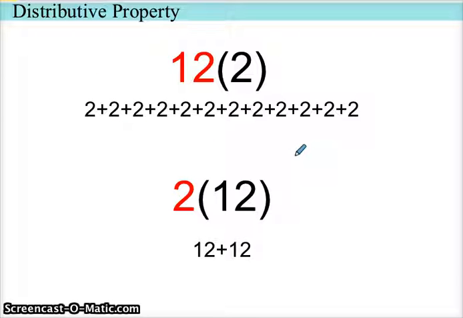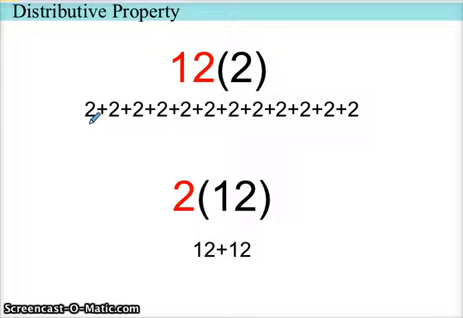In this case, we've got 12 times 2 and we've got 2 times 12. Even though they both have the same total of 24, what they're modeling is different. 12 times 2 is modeling 12 things added together, and the things being added together are 2's. So we've got 2 plus 2 plus 2 plus 2, all the way until we've got 12 of them. That's like somebody making $2 a day for 12 days in a row.